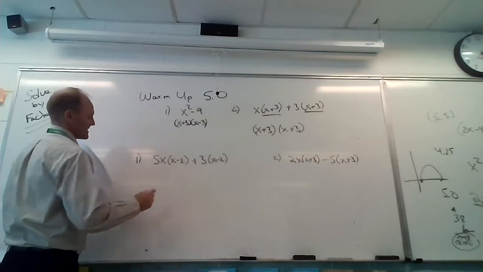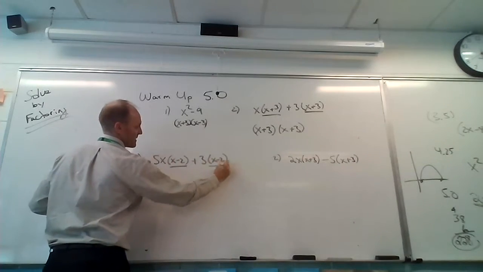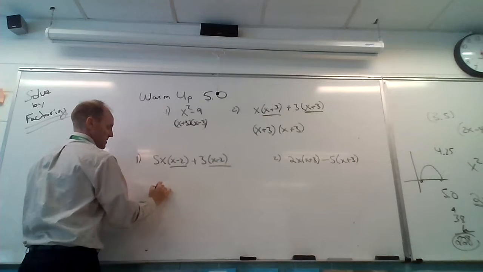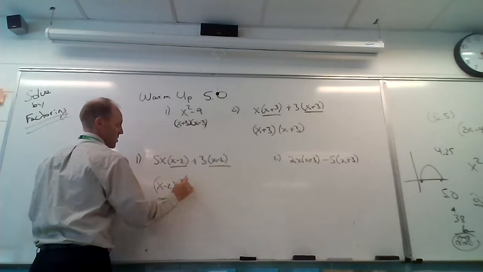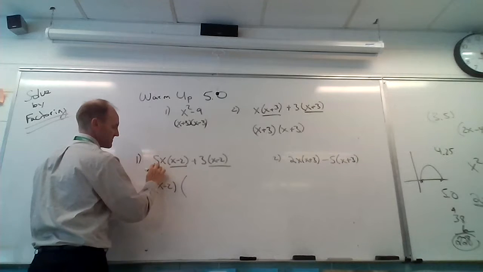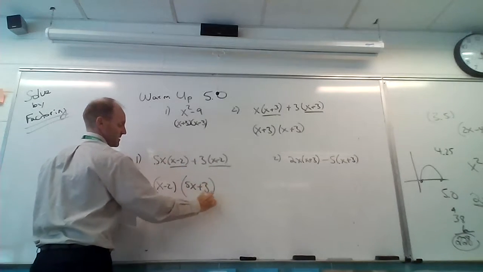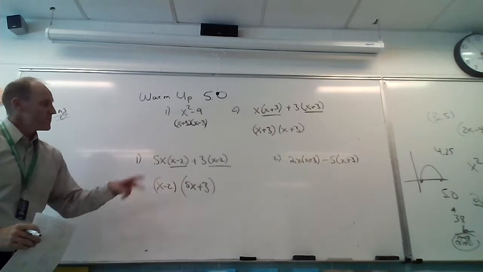All right. If you look at example 1, notice how they both have an x minus 2 in common. I could take this out of both of these terms. When I do that, I'm left with this 5x. Over here, I'm left with this plus 3. There you go. All right, move on to example 2.